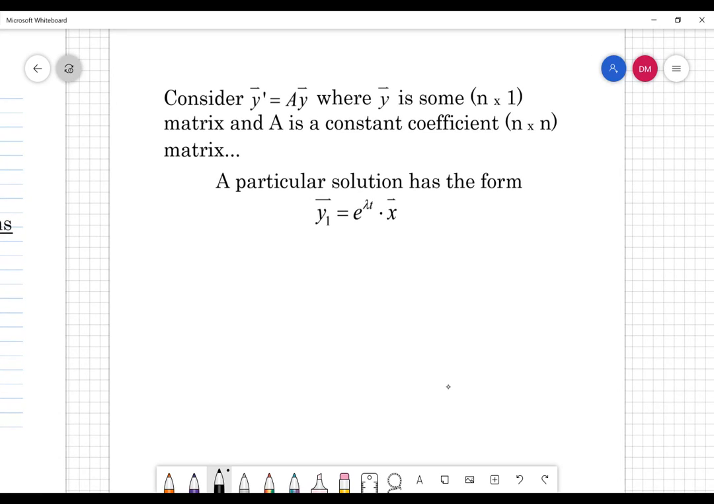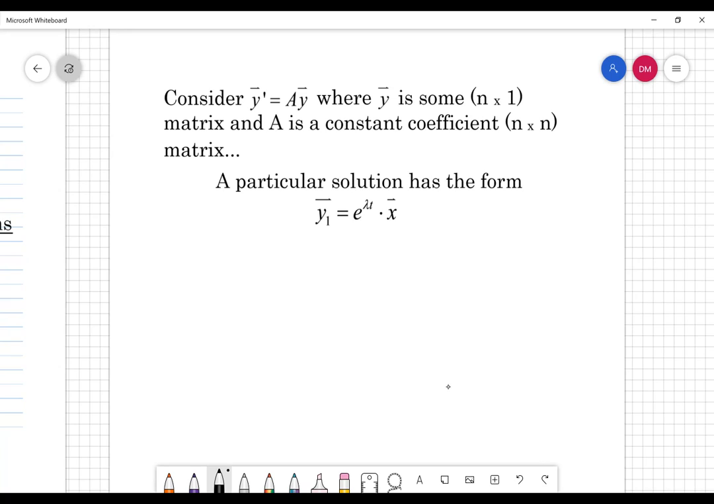So we have our differential equation. Now remember, it's homogeneous, so we don't have a g of t function over here. That g of t is equal to 0. If you needed some reminder about that, go back to section 4.3 with the definition there. So our y vector function here is some n by 1 matrix, and A is some constant coefficient matrix. And we have the dimensions here for that.